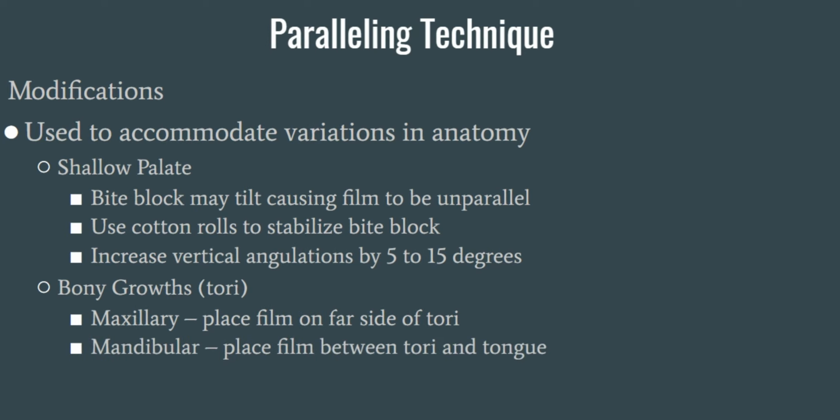If it is a mandibular tori, the film must be placed between the tori and the tongue. In either case, you never want to place the film on the tori. But with mandibular, you'll place it between the tori and the tongue. And you may also see some radiopaque areas. This is just indicating where the border of that tori may be.